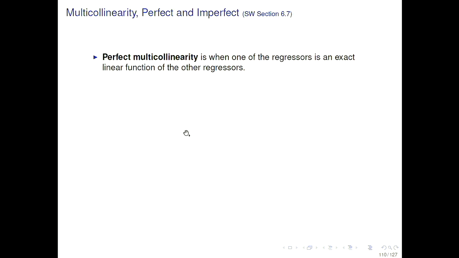Now, next week, we will come back to this point. We're going to discuss perfect multicollinearity and imperfect multicollinearity. And the exam will cover this chapter, right? So the exam will cover multicollinearity too. All right, have a nice week, and I will see you next week.